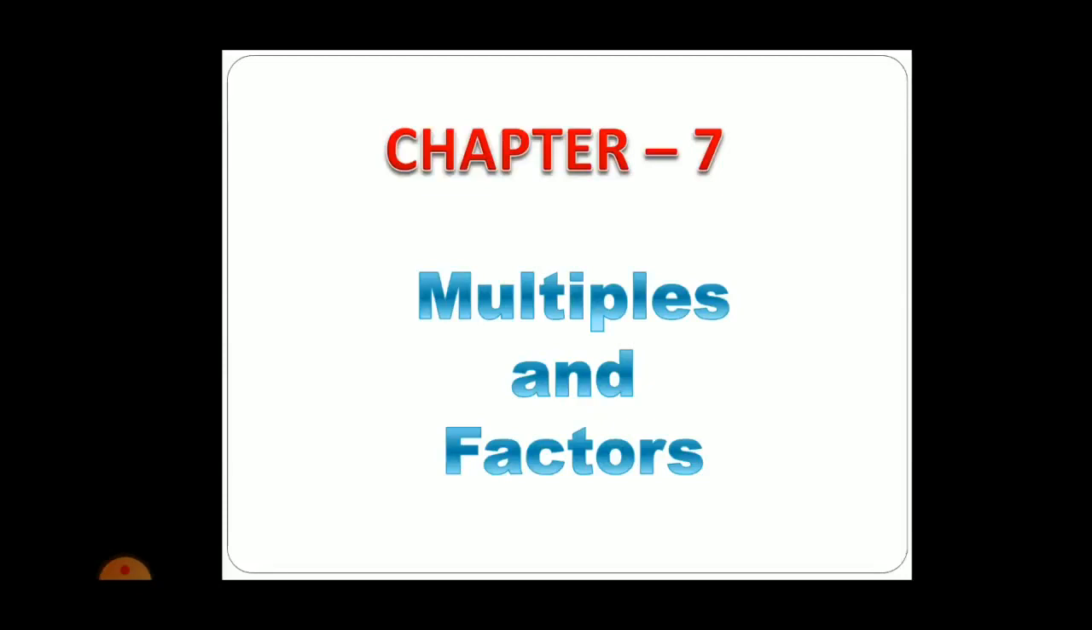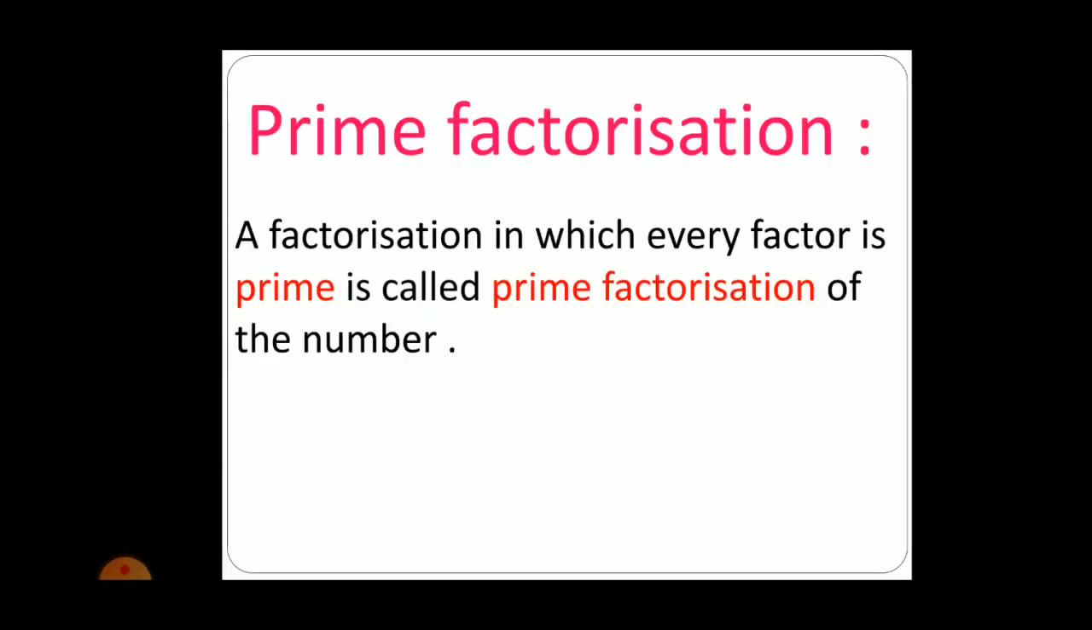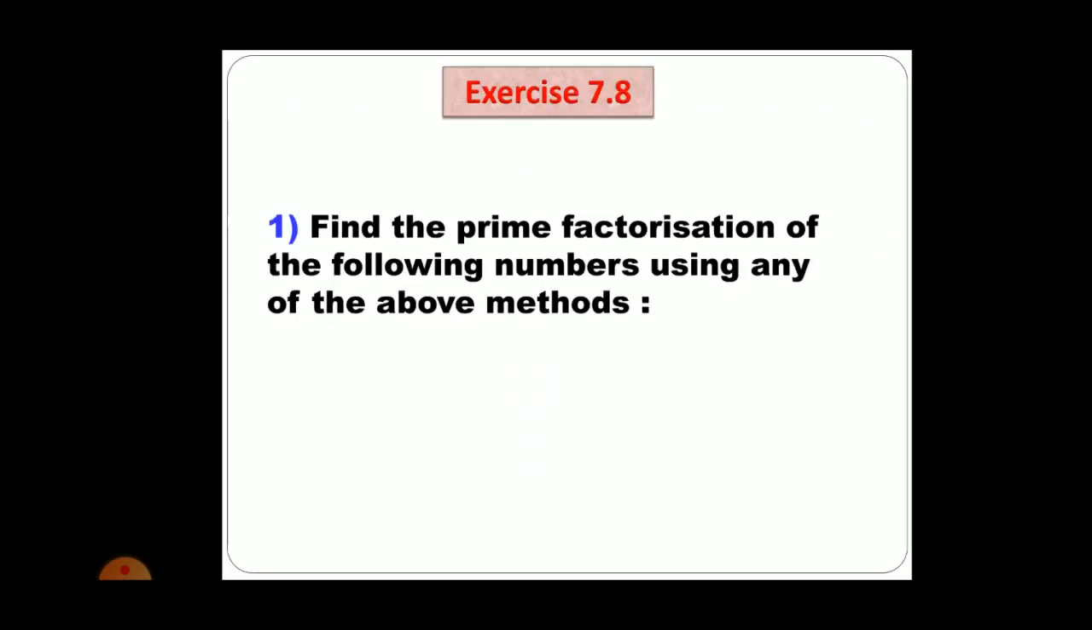Let's continue with our chapter number 7, Multiples and Factors. Prime factorization. A factorization in which every factor is prime is called prime factorization of the number. Come to exercise 7.8. Question number 1. Find the prime factorization of the following numbers using any of the above methods.